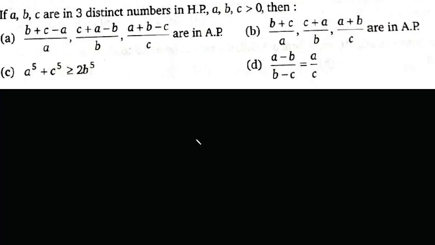Now here the question is, if A, B, C are three distinct numbers in HP, then which of the following is or are correct? Now we know that if A, B, C are in HP, then 1 upon A, 1 upon B and 1 upon C are in AP. We also know that if we multiply an AP with a number, it will still be an AP.